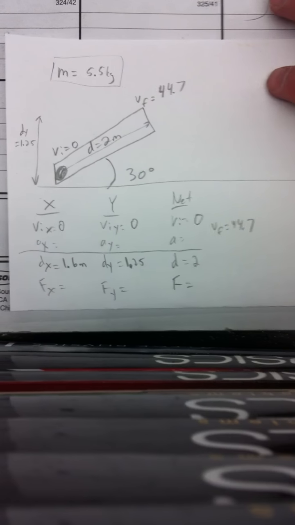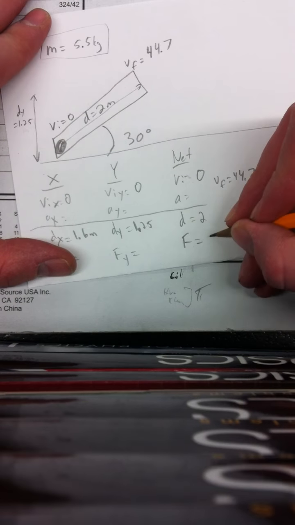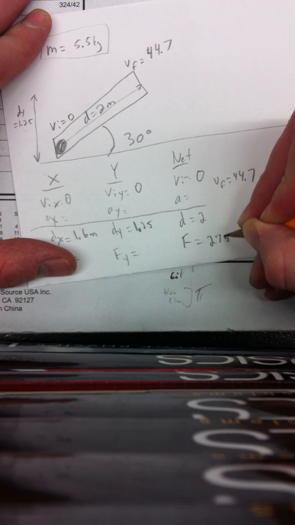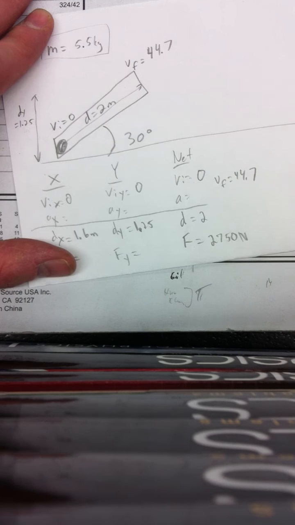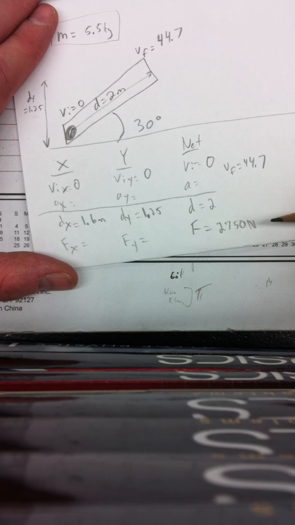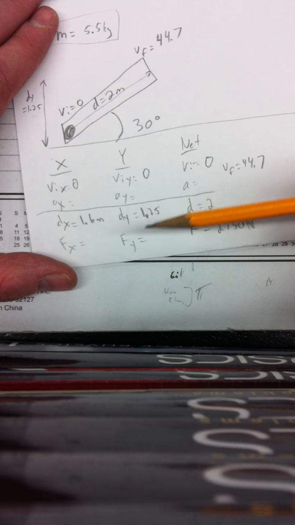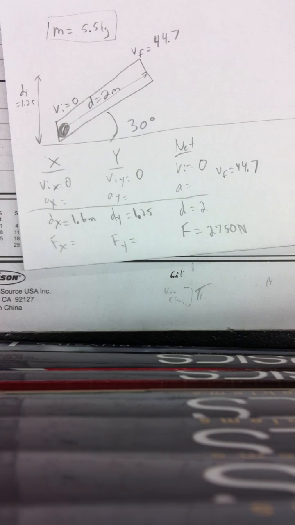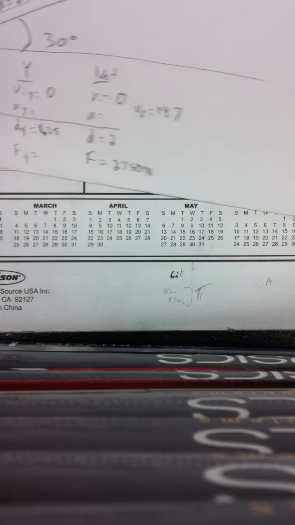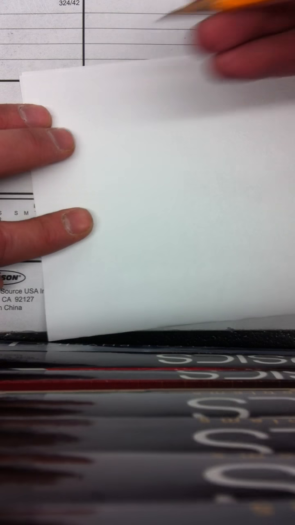Alright, so we had left off, we had just finished doing part E, where the net force is about 2,750 newtons. Now, once we have the net, because for F and G, they want us to solve for the Y and the X. So for F, it says figure out the horizontal force.